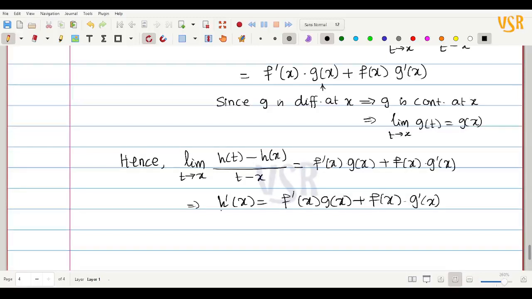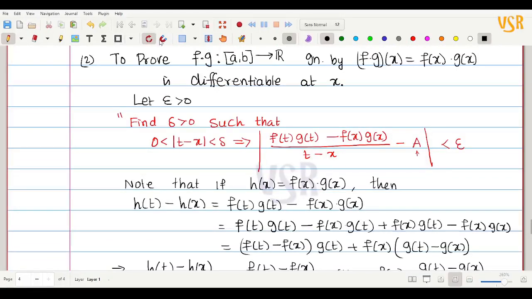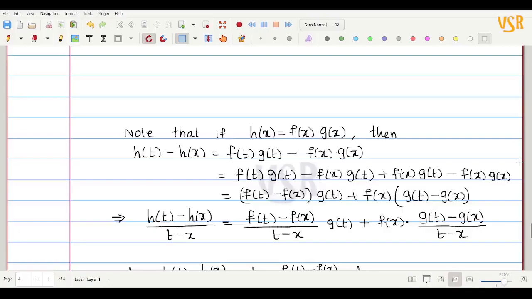So h is equal to this, அப்போ this is equal to f dash at x into g of x plus f of x into g dash at x. So the second part is also over. இதுல நான் எப்சிலான் கொடுக்க வேண்டிய அவசியமே இல்லை, ஸ்ட்ரைட்டாவே we have proved it, with the help of limit of a function யூஸ் பண்ணியே. Is it okay? Shall I proceed?